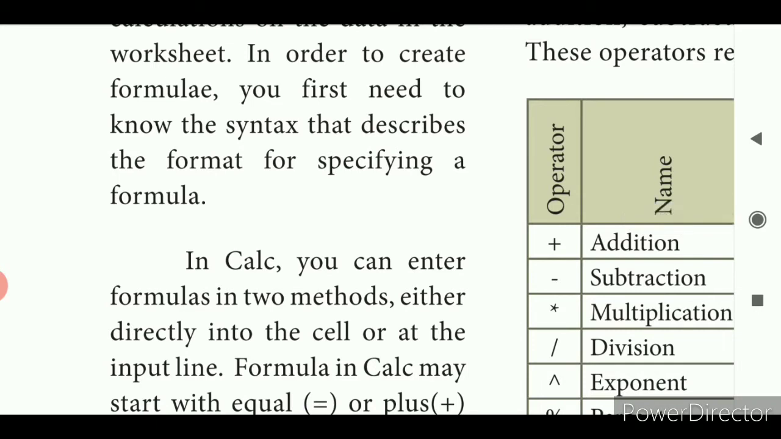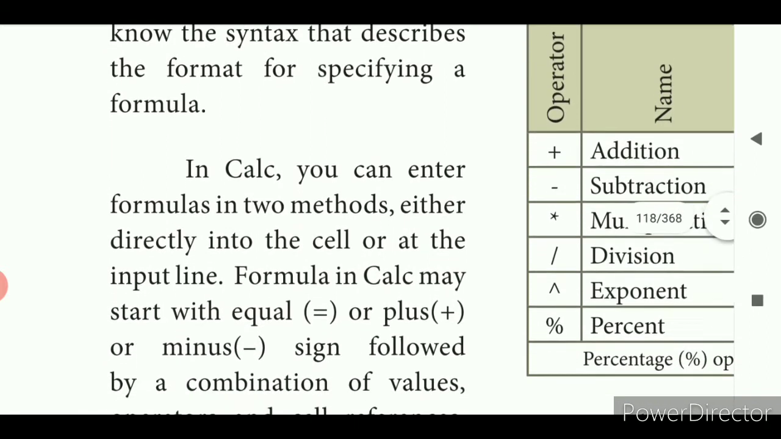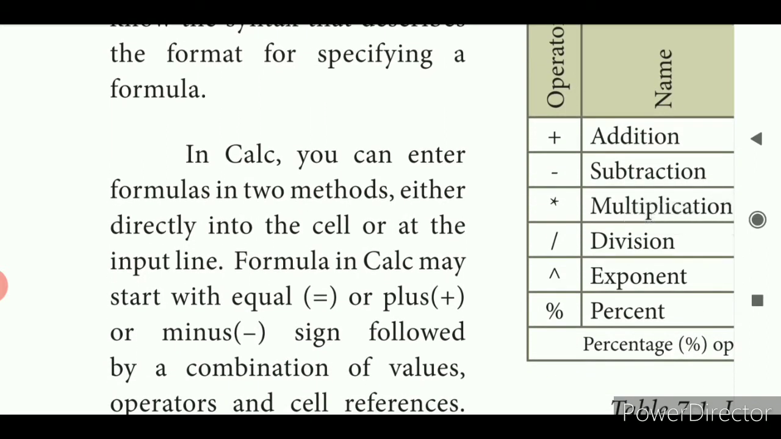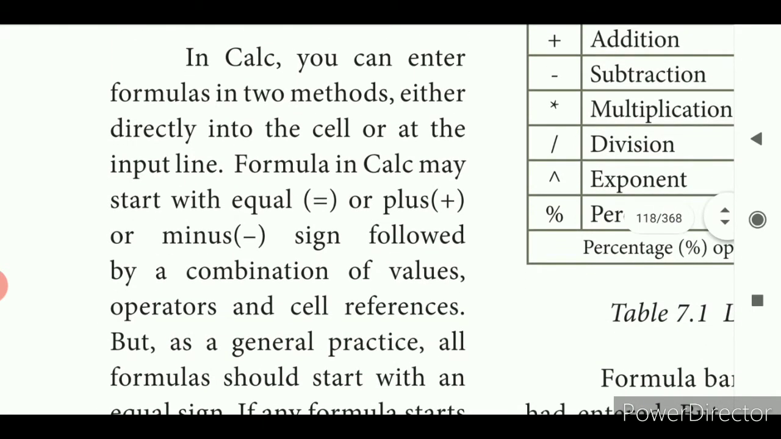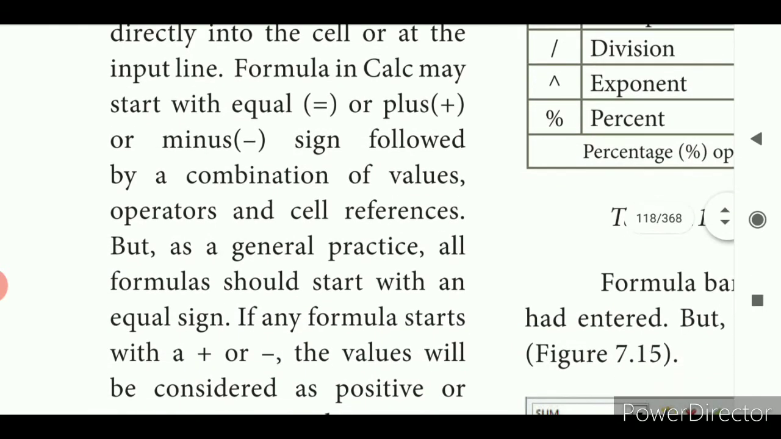In Calc, you can enter formulas in two methods. Underline that line: how many methods can you use to enter a formula? You have two methods, either directly into the cell or at the input line. A formula in Calc may start with the equal symbol, or plus or minus sign, followed by a combination of values, operators and cell references. But as a general practice, all formulas should start with an equal sign. So all formulas should start with the equal sign.